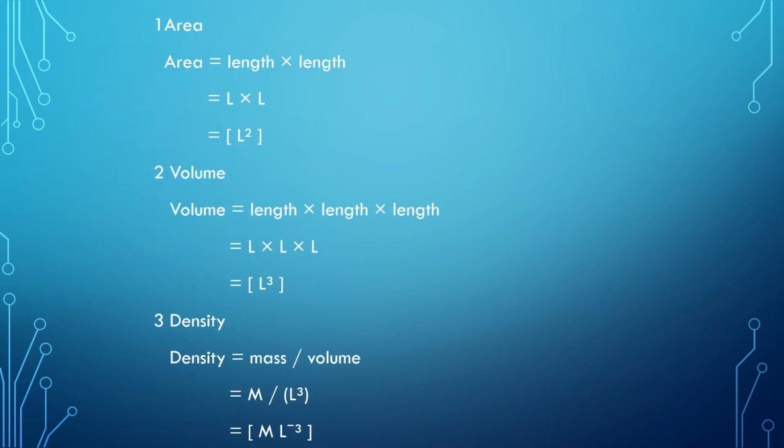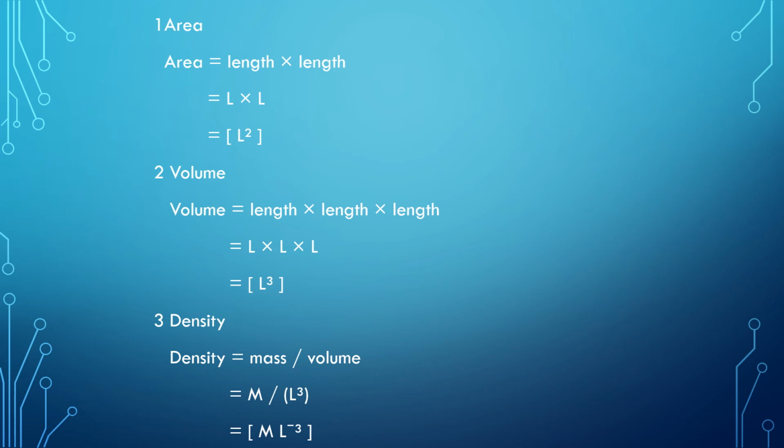Now let us see a few examples. First one I took, that is area. Area is a derived physical quantity. It tells how much surface is covered. Area is calculated as length into length. Length is a fundamental quantity and it is represented by capital L. So area is equal to length into length, that is L to the power 2. Therefore the dimensional formula is L to the power 2. Here area depends only on length and the power 2 shows it is length squared.